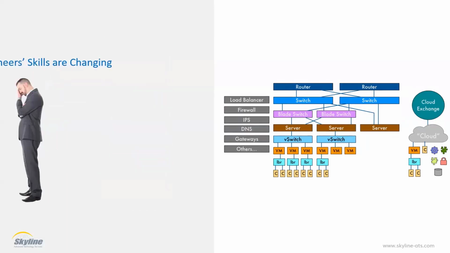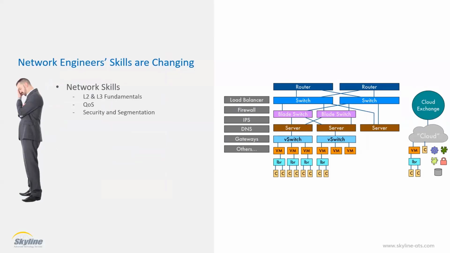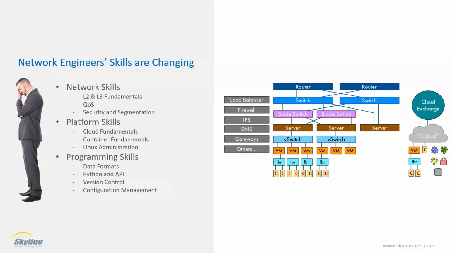And so to do that, what Bob realized is, look, there's some new things that I need to know. These skills that I had, my network skills, of layer 2, layer 3 fundamentals, quality of service, security and segmentation, I still need to know those. But along with those, I need to know, hey, what are the platform skills? I need to understand cloud fundamentals. Maybe I need to understand AWS or Azure. I need to understand containers and the difference between containers and VMs. Probably need to understand some Linux. And I probably have got to learn some type of programming skills.